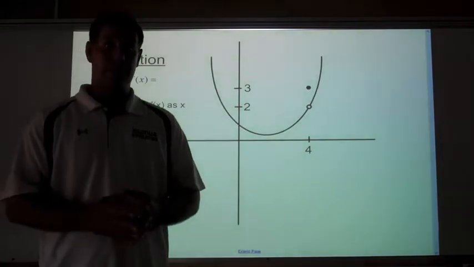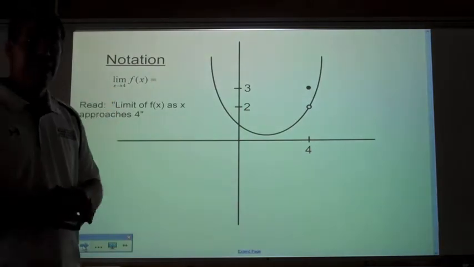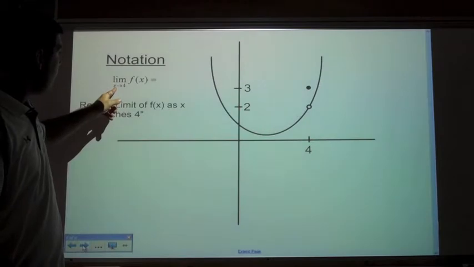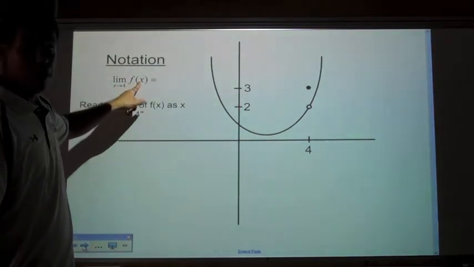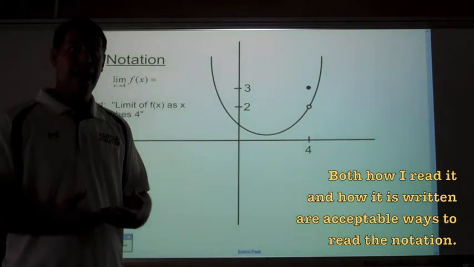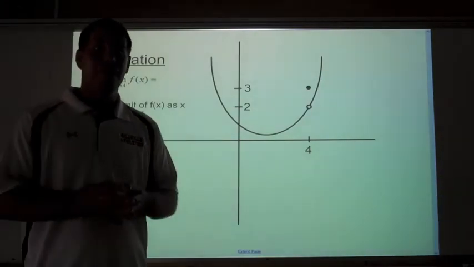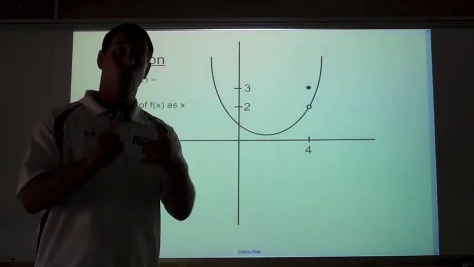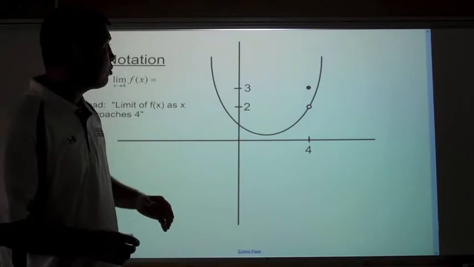Here's notation for a limit. You abbreviate limit as lim. Underneath, you find the x value you're getting close to, and you put the function up here. This is read as the limit as x approaches 4 of f of x. Meaning, what value does the function want to get to as the x values are getting closer and closer to 4? And we have a graph up here to kind of demonstrate this.